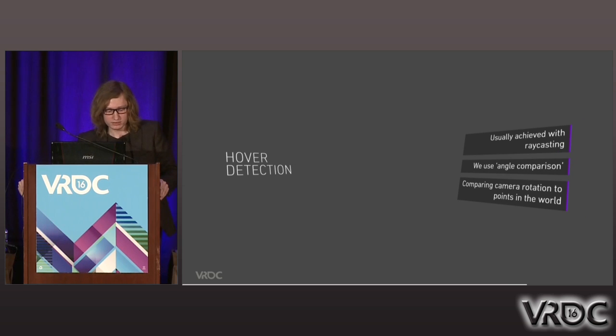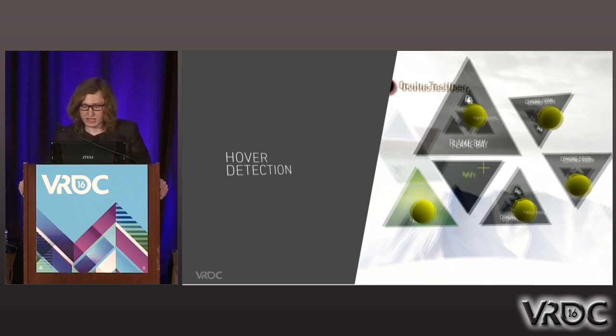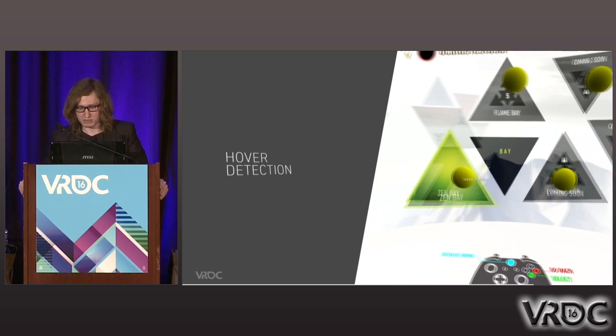So another key thing about VR UI especially is hover detection. So how do we detect the player's gaze, where they're looking at in the world? And usually this is done using a raycast. And we actually use a slightly different approach to this. So we use what we call angle comparison. So we compare the camera's rotation to points in the world, which looks something like this. So the closest element will become the selected element.